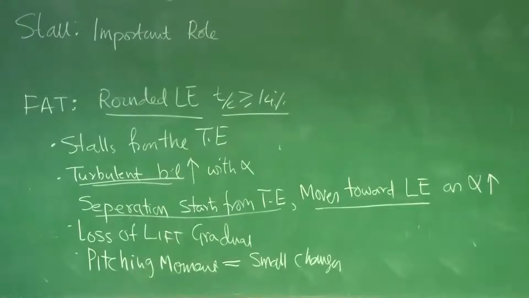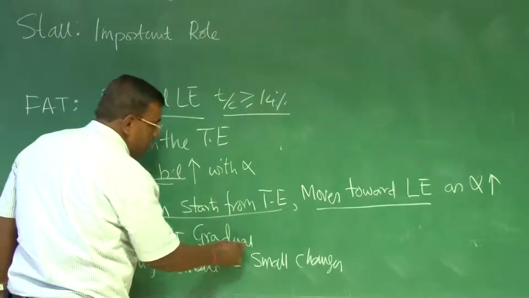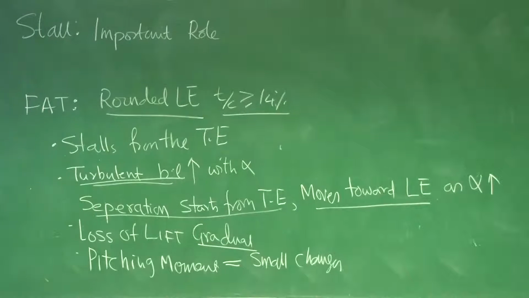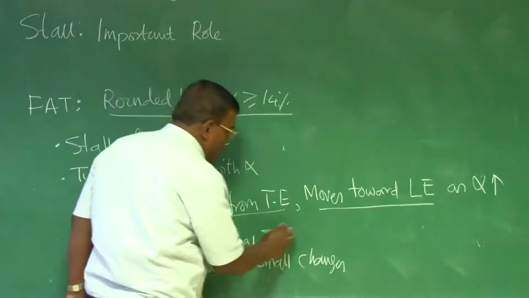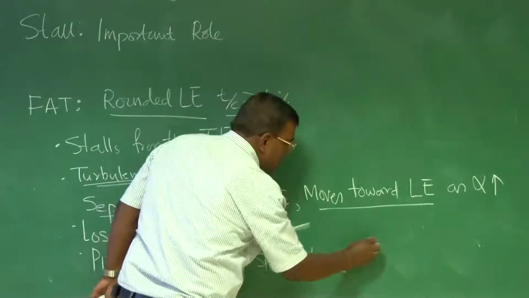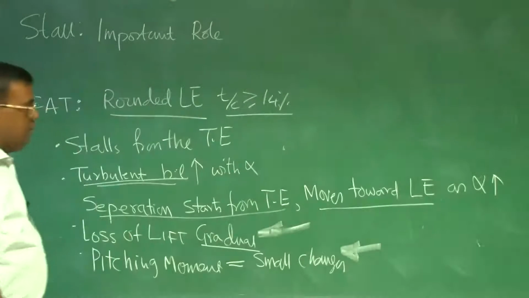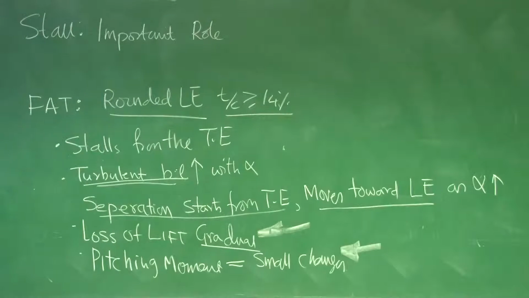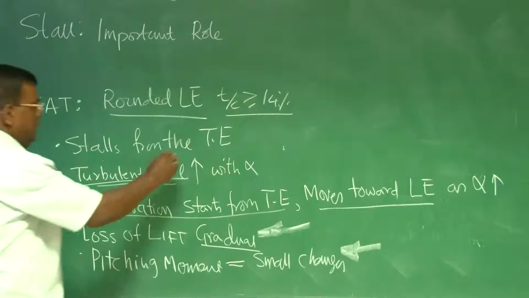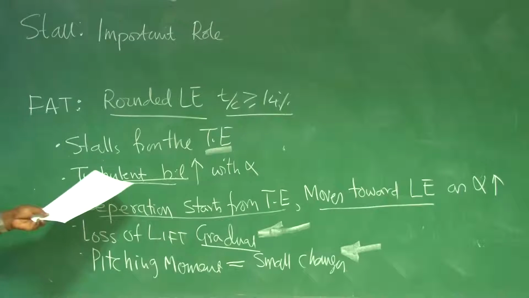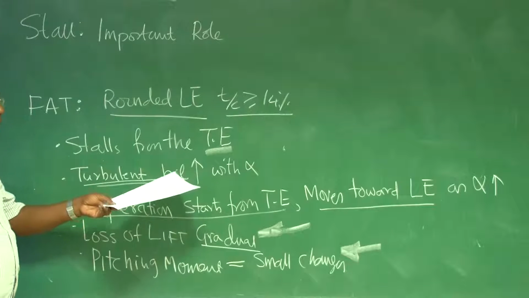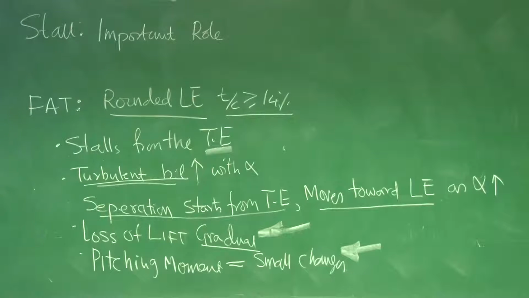The loss of lift is gradual. This is very important. And pitching moment changes are small. Understand this, the loss of lift is gradual and pitching moment changes are small. It starts stalling from the trailing edge. And the boundary layer becomes turbulent as we increase the angle of attack, which has direct implication on the drag part.